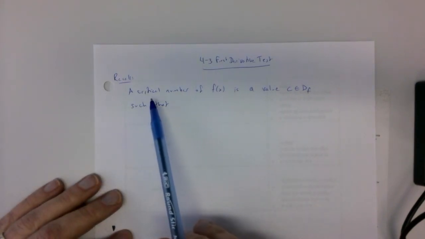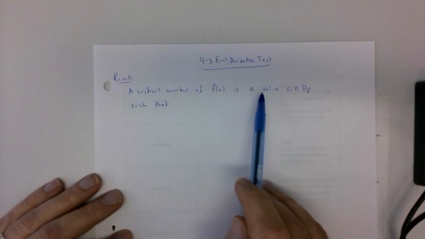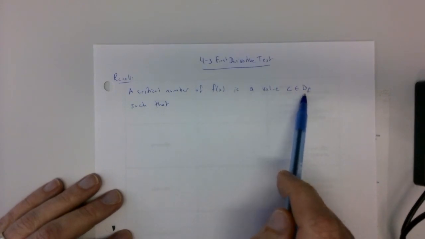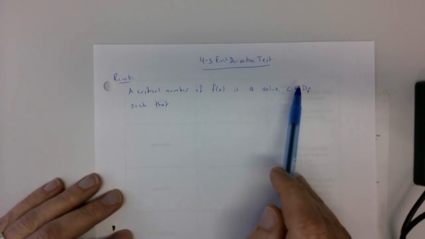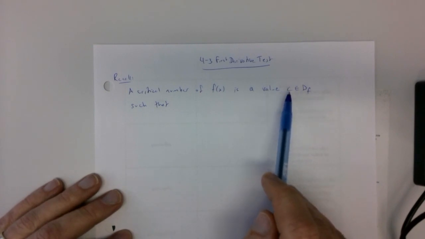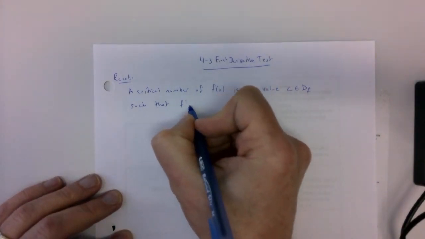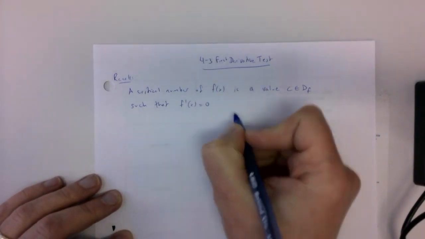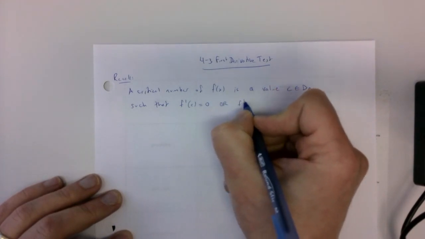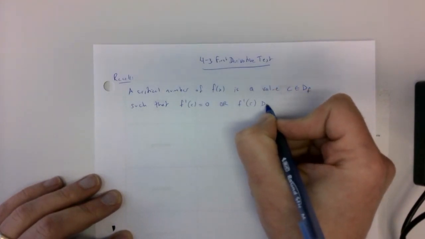So a critical number of f of x is some value within the domain of f, and then I want this thing to be a possible turning point of the function f. So it's such that either the first derivative is 0 or the first derivative does not exist.